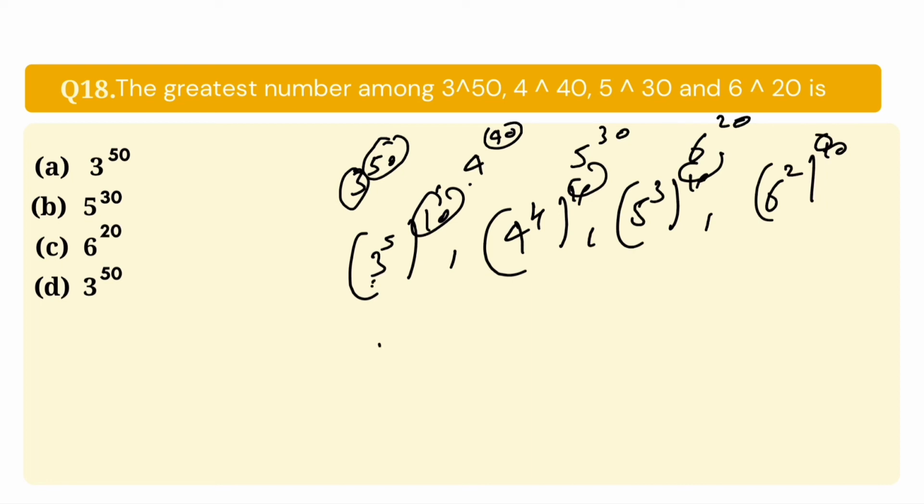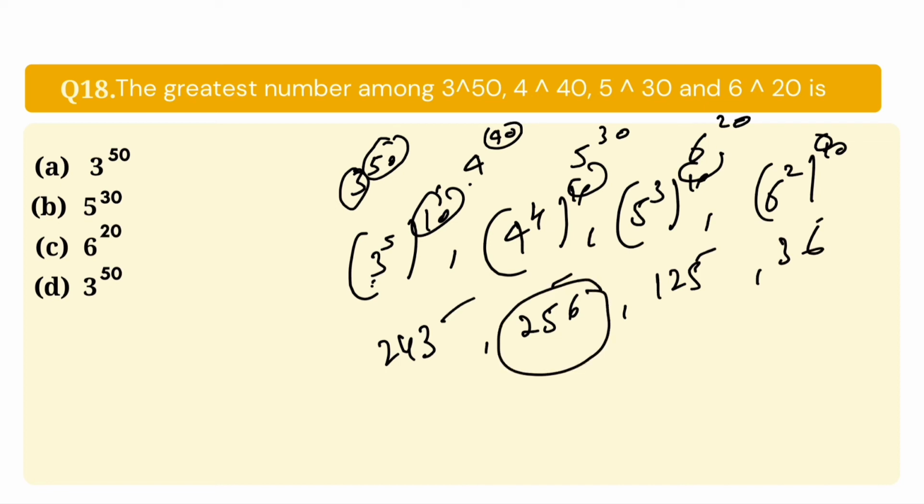3 power 5 will give you 243, 4 power 4 is 256, 5 power 3 is 125, 6 square is 36. Among these 4 numbers, which is greatest? So 256 is greatest, hence the answer is 4 power 40. If you observe these options, we don't have 4 power 40 here, so write it in the fourth option, 4 power 40, and this is your correct answer.